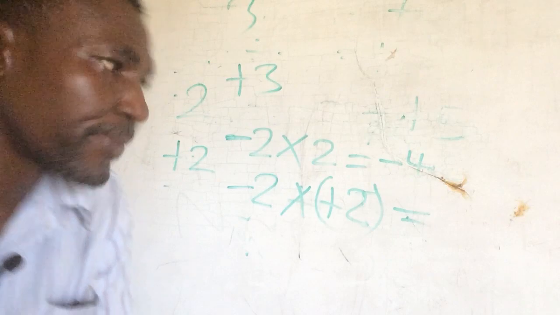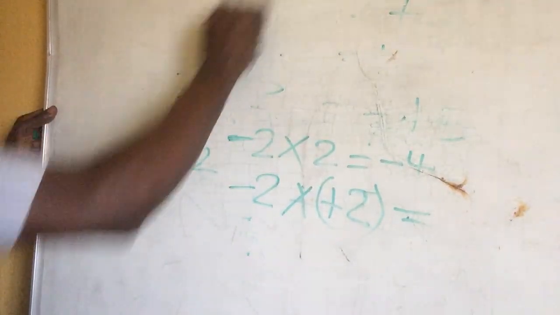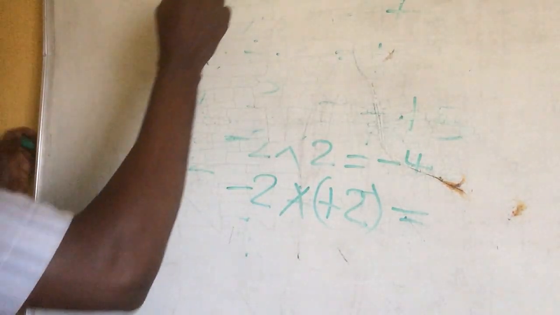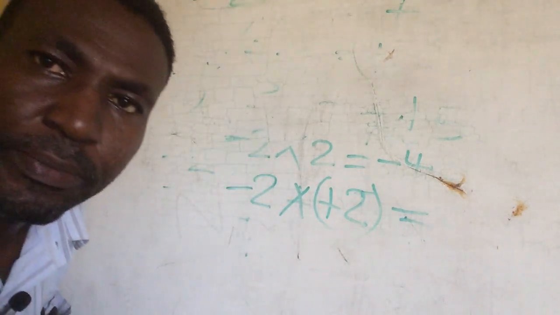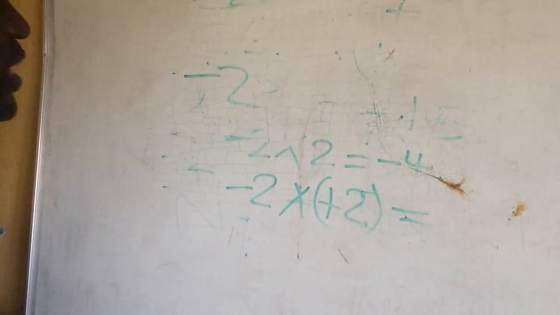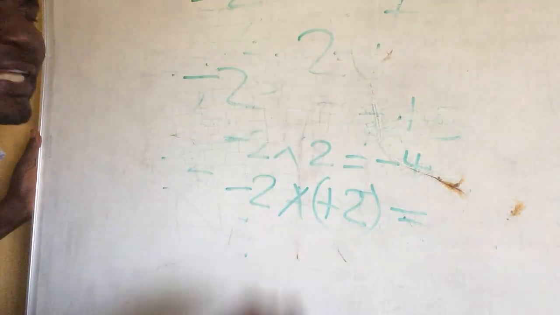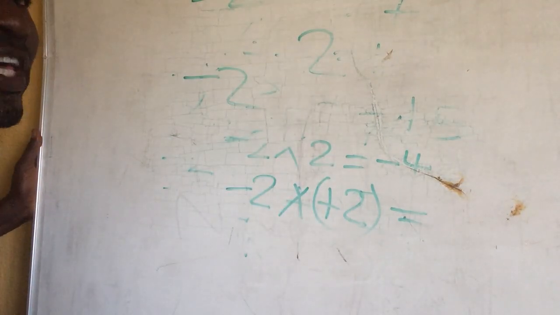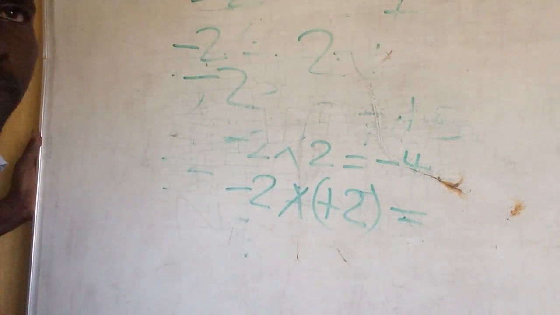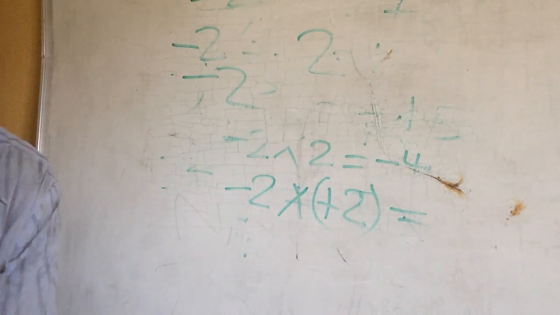What am I trying to say? When you have, for example, this minus 2, there is no way you can come and tell me that you can write it without the sign. No. Anywhere you write this minus 2, you must put the minus sign. It's a must. So any negative number must bear the sign.